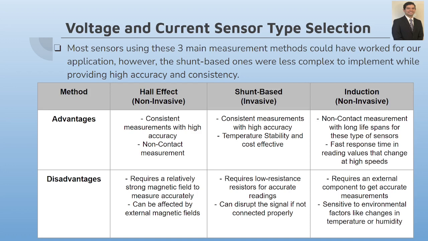The Hall effect and induction type sensors also provide accurate readings for voltage and current, but due to their dependency on external factors, like relying on a consistently strong magnetic field for the Hall effect or changes in humidity levels for the induction type, we decided to use the shunt-based method. Even though it is an invasive method for measuring, this drawback can be mitigated by using low resistance shunts, which are resistors with very low resistance.